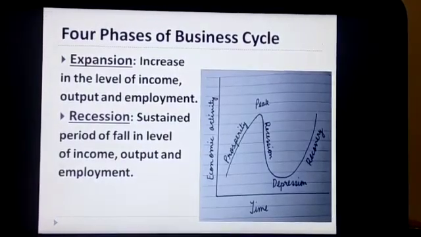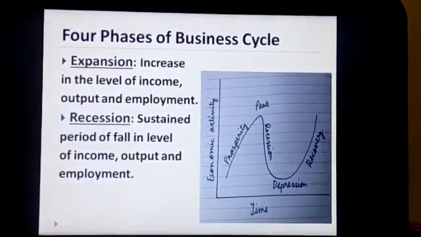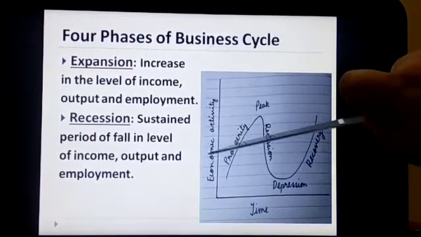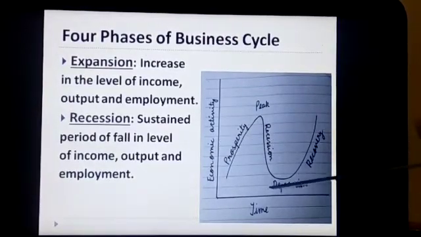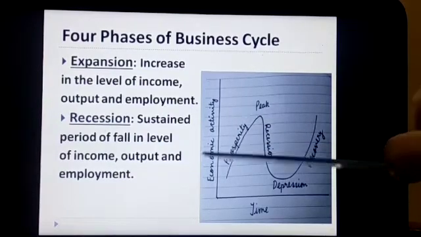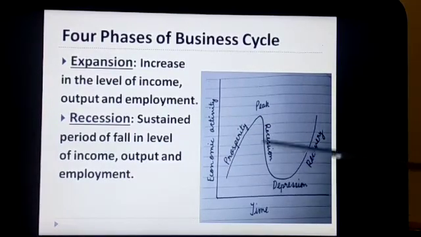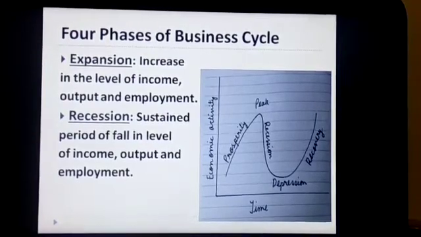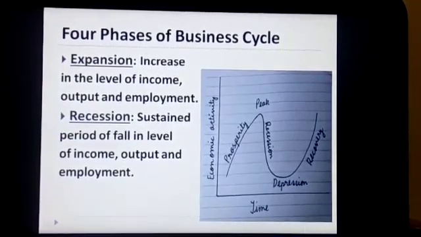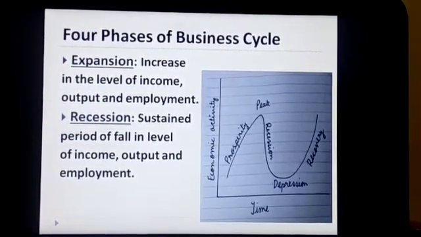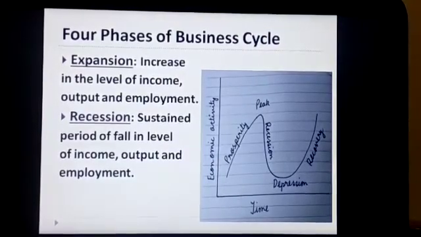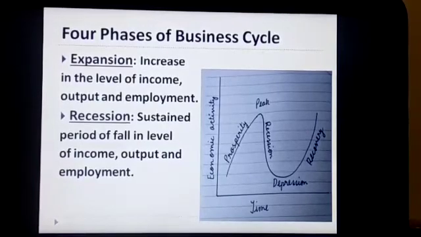Four phases of business cycle. The four phases are prosperity or expansion, recession, depression, and recovery. So when we explain the prosperity stage or the expansion stage, there is an increase in the level of income, output, and employment. The three keywords here are income, output, and employment. These are the three main keywords.